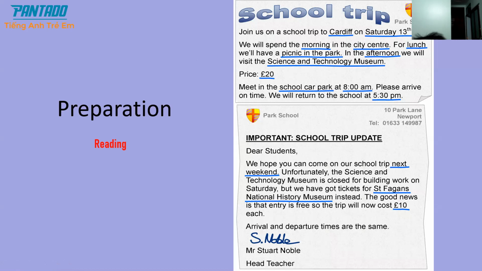Okay. So this is about school trip. Look at here. This is an important notice. Join us on a school trip to Cardiff on Saturday, 13th of May. We will spend the morning in the city center. For lunch, we'll have a picnic in the park. In the afternoon, we will visit the Science and Technology Museum. Price is £20. Meet in the school car park at 8 a.m. Please arrive on time. We will return to the school at 5:30 p.m.